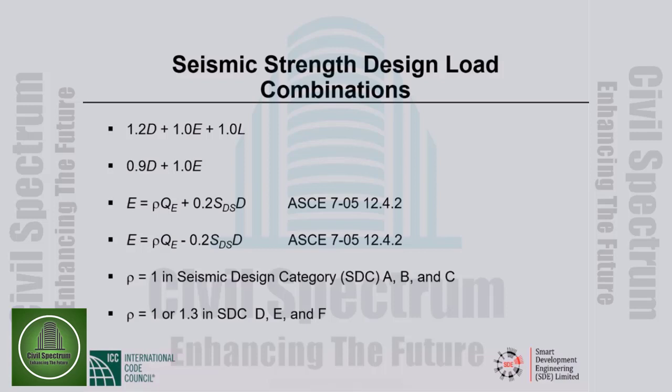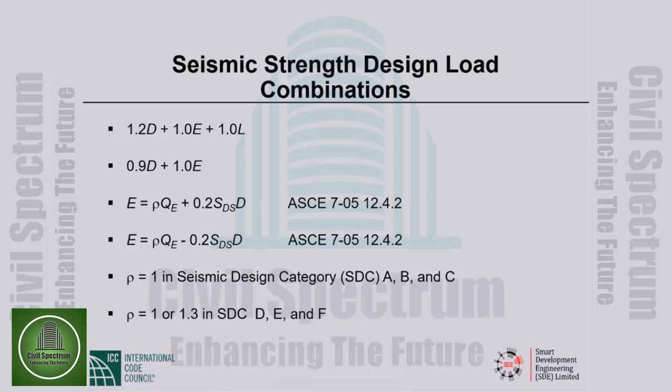The vertical earthquake effect, E sub B, ASCE 705 says can be taken as 20% of the short period design spectral acceleration, with which we should be familiar by now, multiplied by the design dead load D, 0.2 S sub ds times D. Okay. So in the additive load combination, we write E is equal to rho times Q sub E plus 0.2 S sub ds times D.